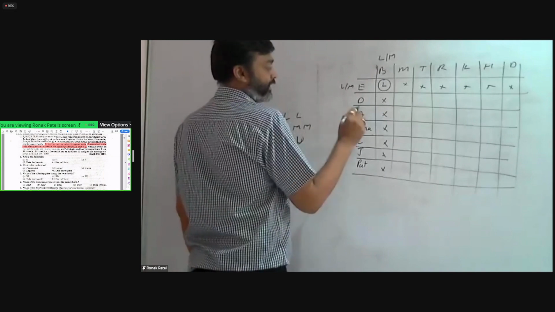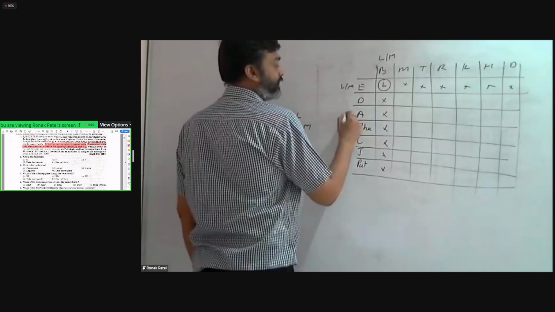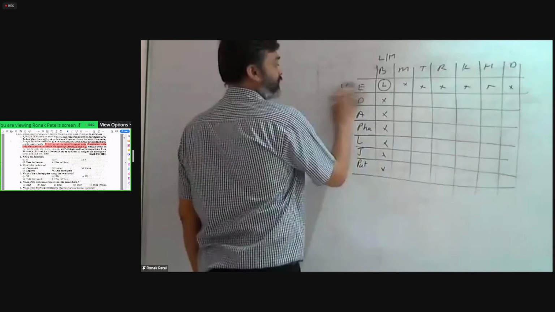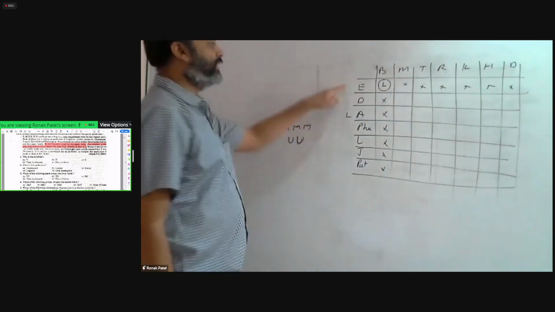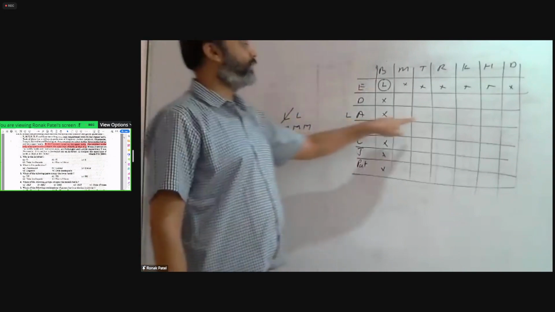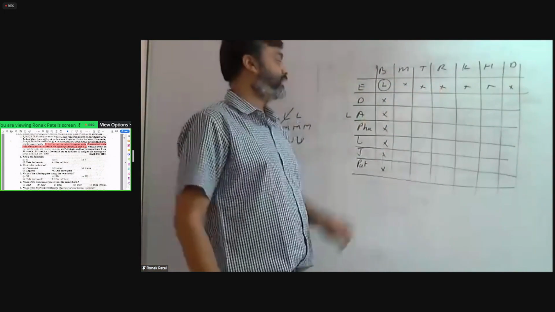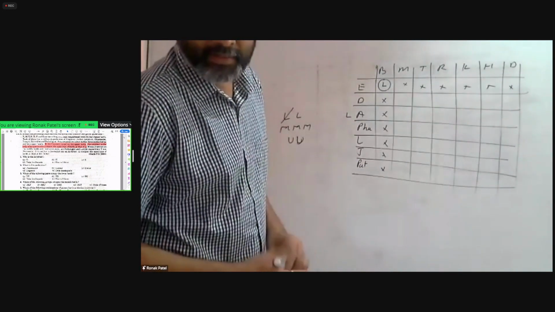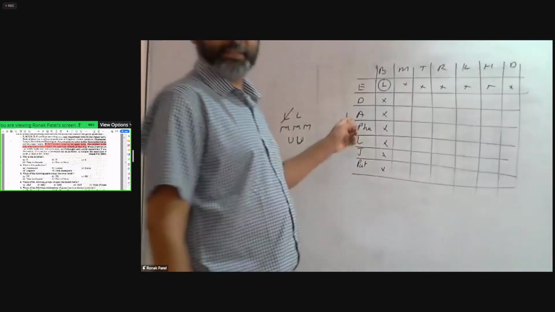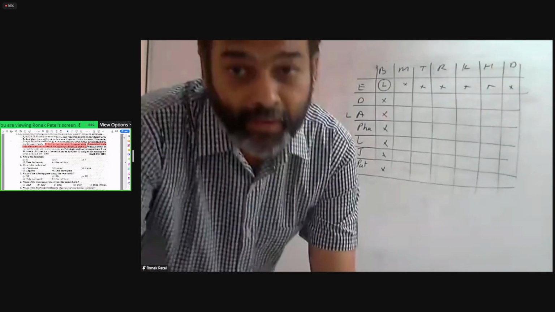So B and the architect are both in the lower berth. So this I remove, this I remove. So B is an engineer occupying a lower berth. The architect also occupied a lower berth. But who is the architect, we don't know. The architect is the only person who occupies the same type of berth as that of B.